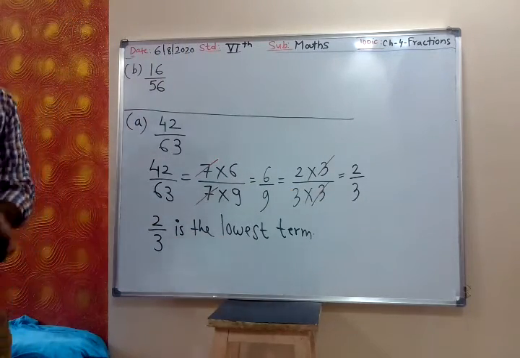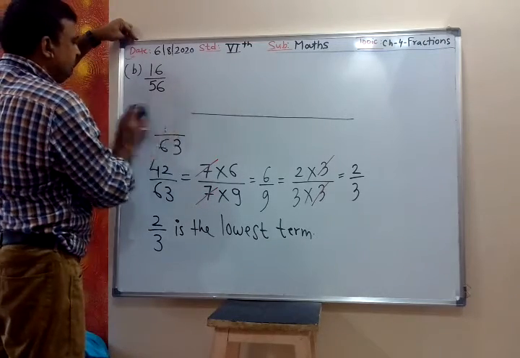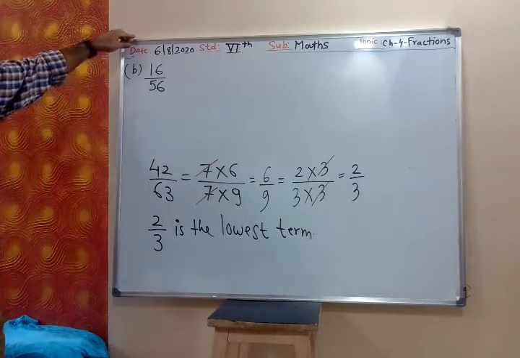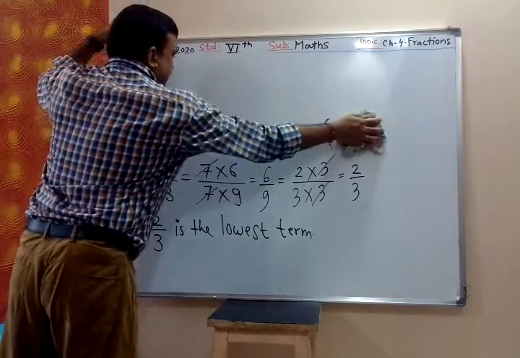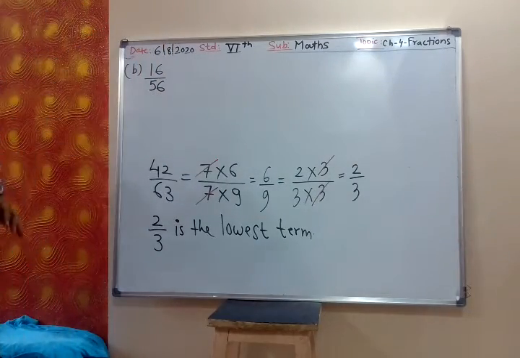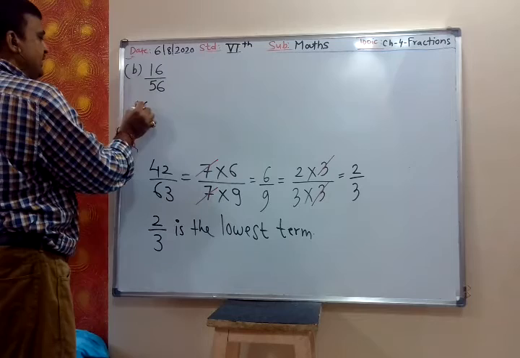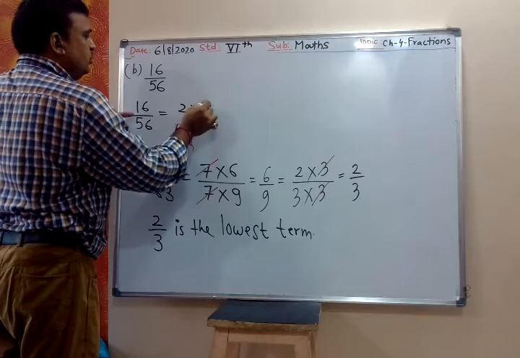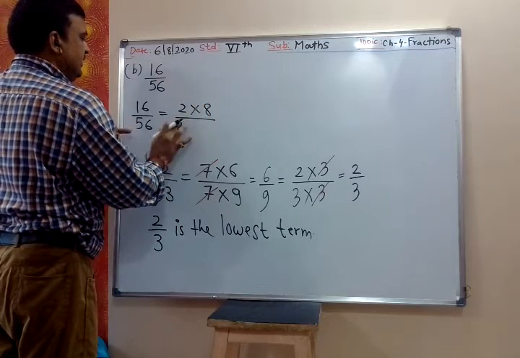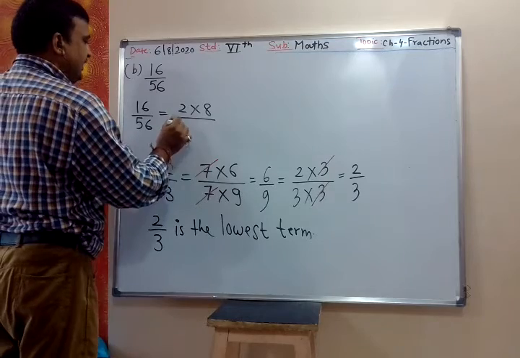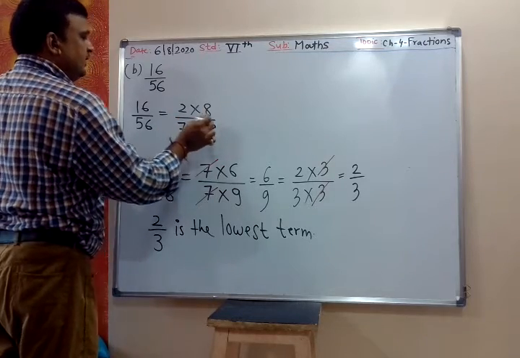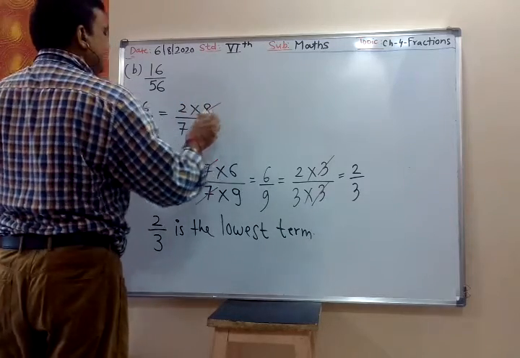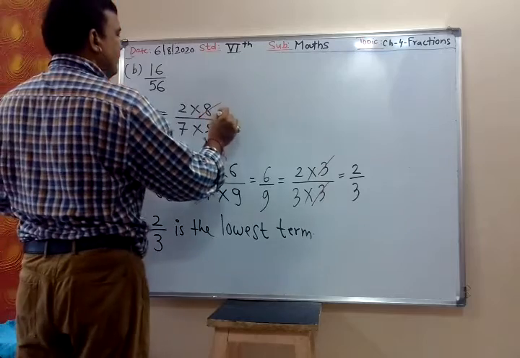Now let us take the second, 16 upon 56. Yes, very good. You must be thorough with the table. 16 I can write 2 into 8, 2 8s are 16. Then 56 I can write 7 8s are 56. Then we can cancel the common number from numerator and denominator, same number, 8 gets cancelled. What is left? 2 upon 7, no?